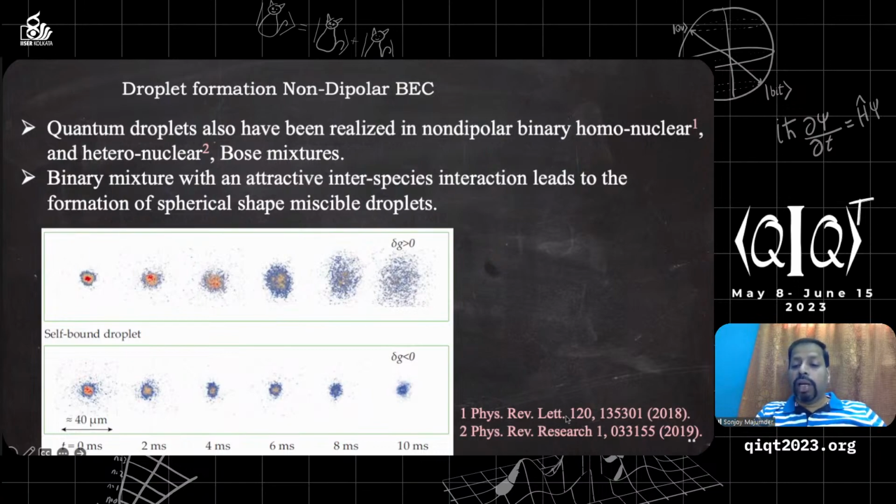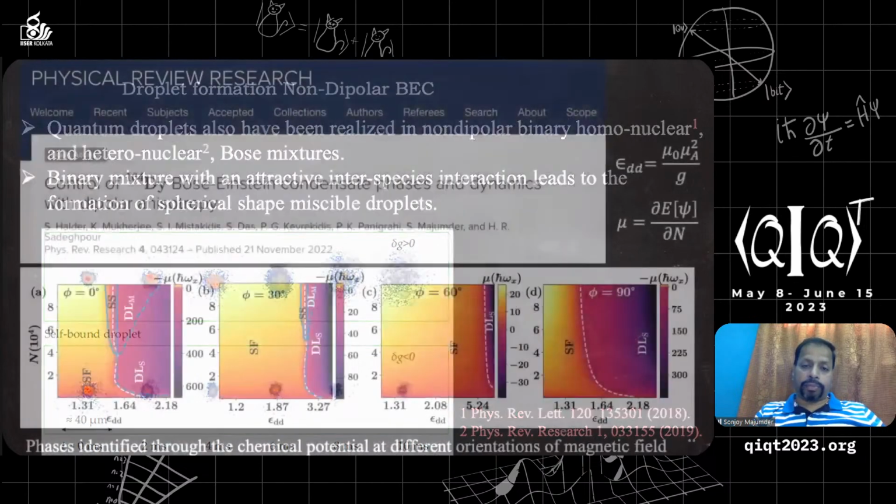These are the different papers which you can look at. In these cases, when you have a binary system, which we'll discuss in a later part, another feature comes in: whether these two components of the condensate are miscible or immiscible. That plays another very important role in forming the droplets.